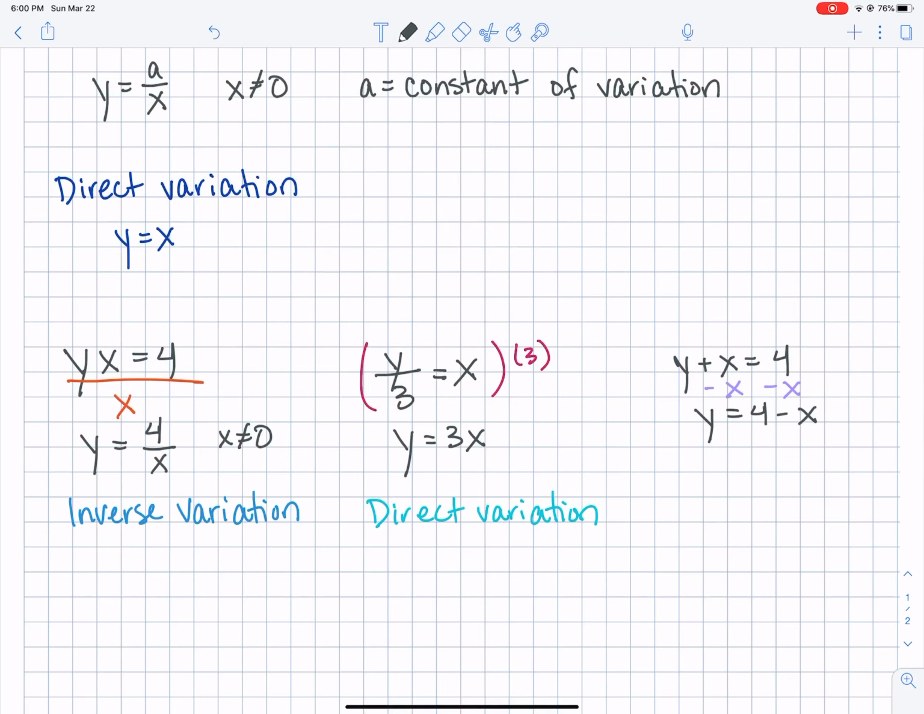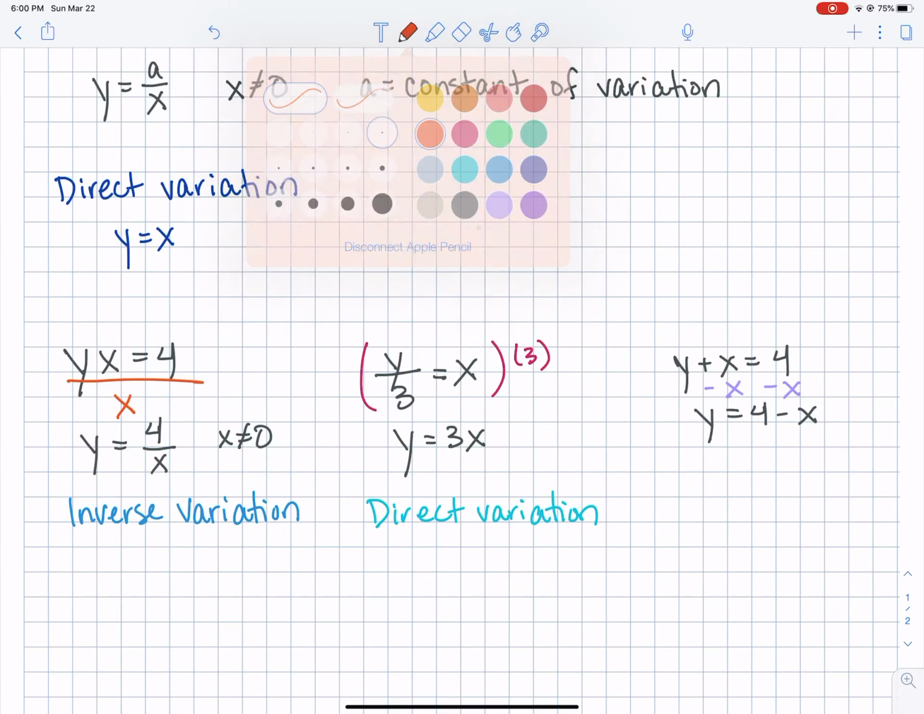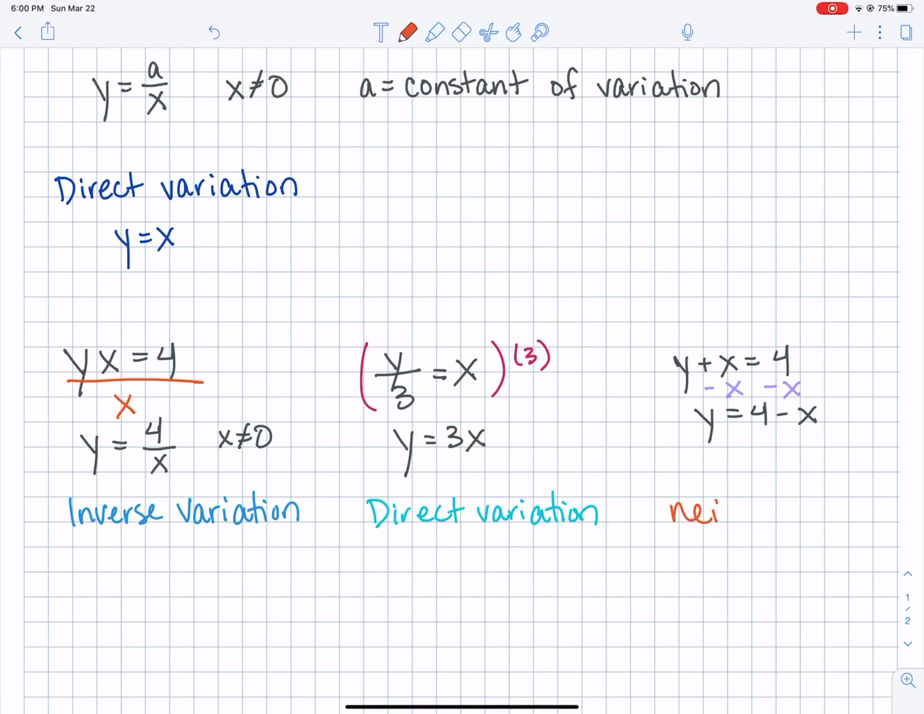Now this is also a linear equation. However, it has a constant attached to it, where the y-intercept would be 4 and the slope is -1, meaning that it's neither. So this one is neither. It neither varies directly nor inversely as x and y get larger. So that's classifying your inverse and direct variations.